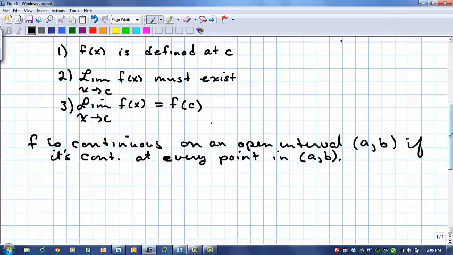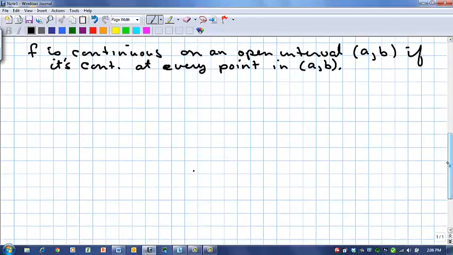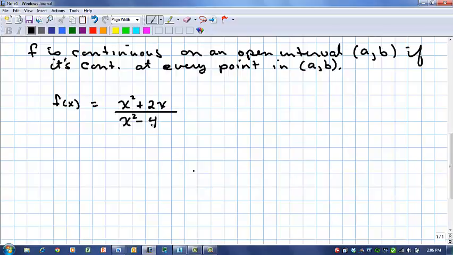All right, so as an example, let us discuss the continuity of this function. f of x equals x squared plus 2x over x squared minus 4. First of all, we have a rational function. Remember, our three conditions of continuity: the function has to be defined, the limit has to exist, and the two values need to be equal.